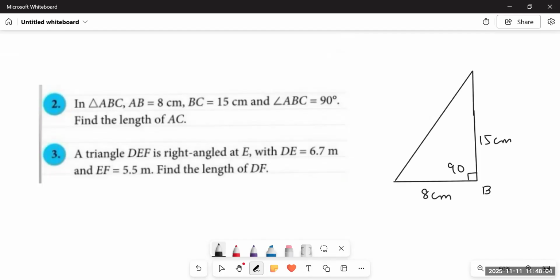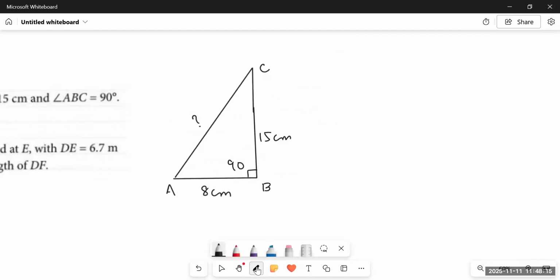This is how it looks. We have to find out this one, that is AC. So AC would be... AC is the hypotenuse, the side opposite to the 90-degree angle. So AC square is equals to 15 square plus 8 square.